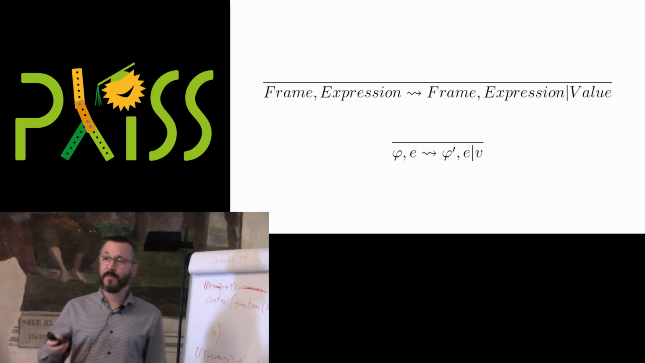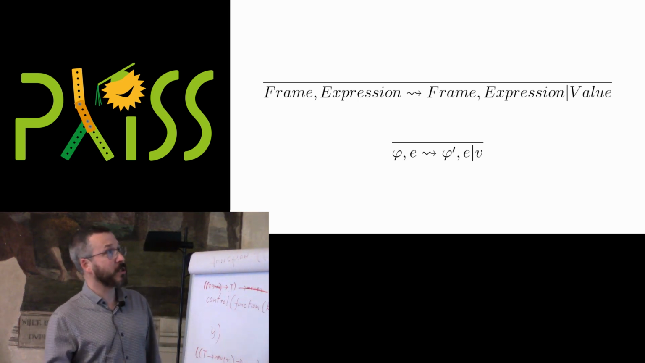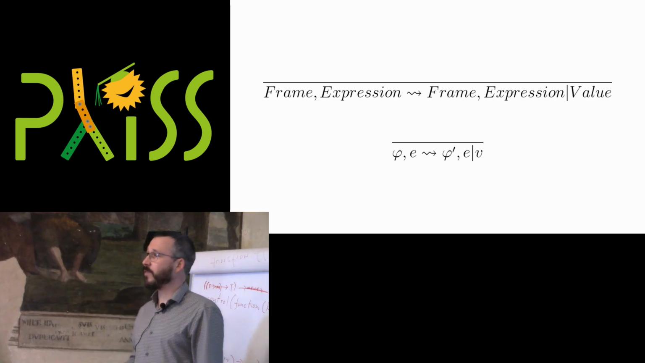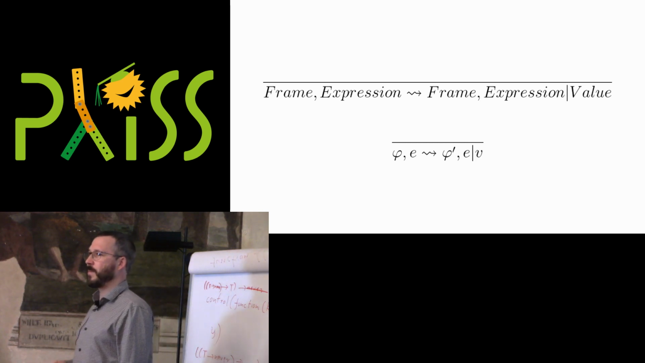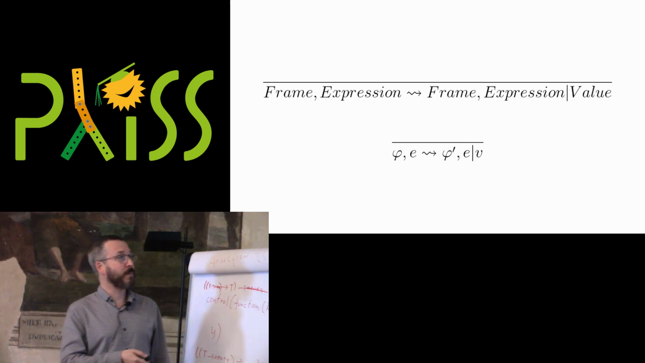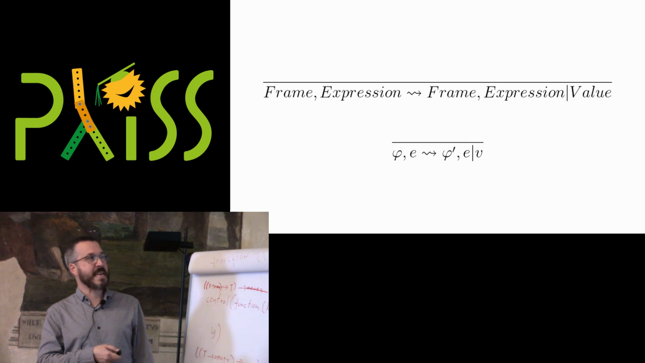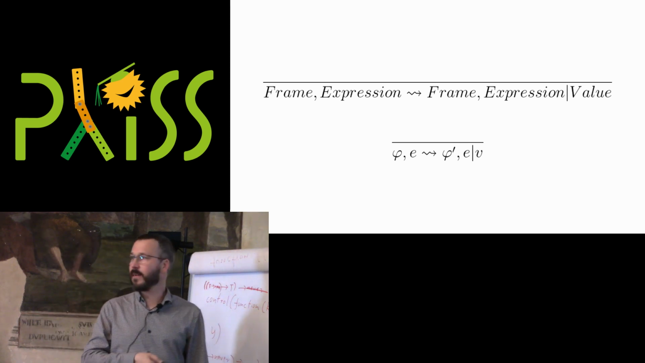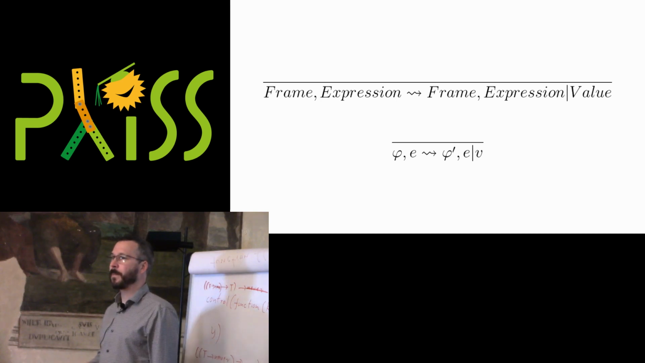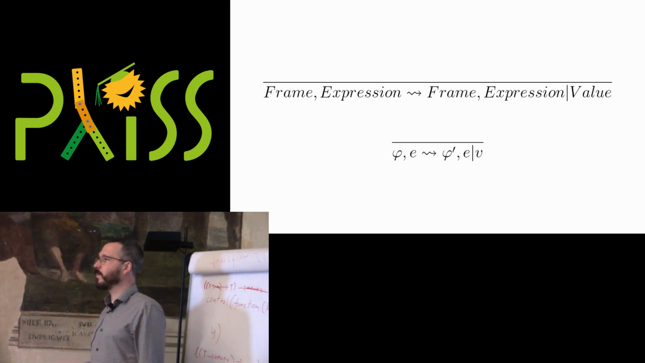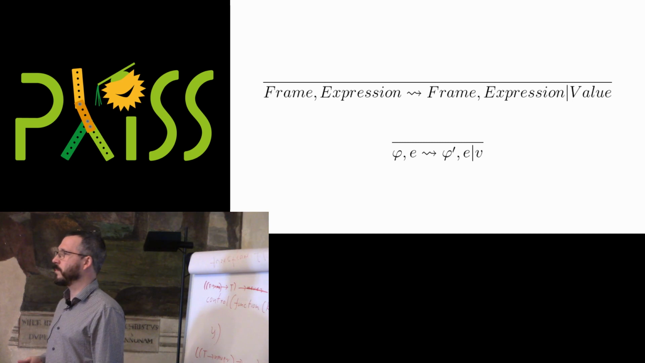We're going to say if we have a frame and we have an expression, then after evaluation, we're going to have a frame and either an expression or a value. Does that make sense? We can write it nice and compactly, like phi, e goes to some other phi and either an e or a v. Actually, that should be e prime. It's not necessarily the same e. And we also have something like a heap. No, not right now.